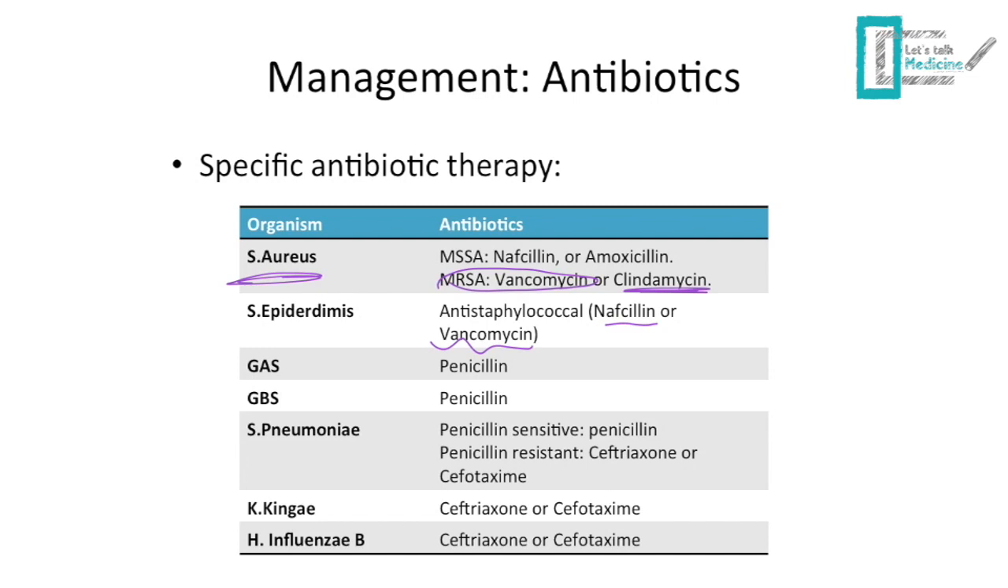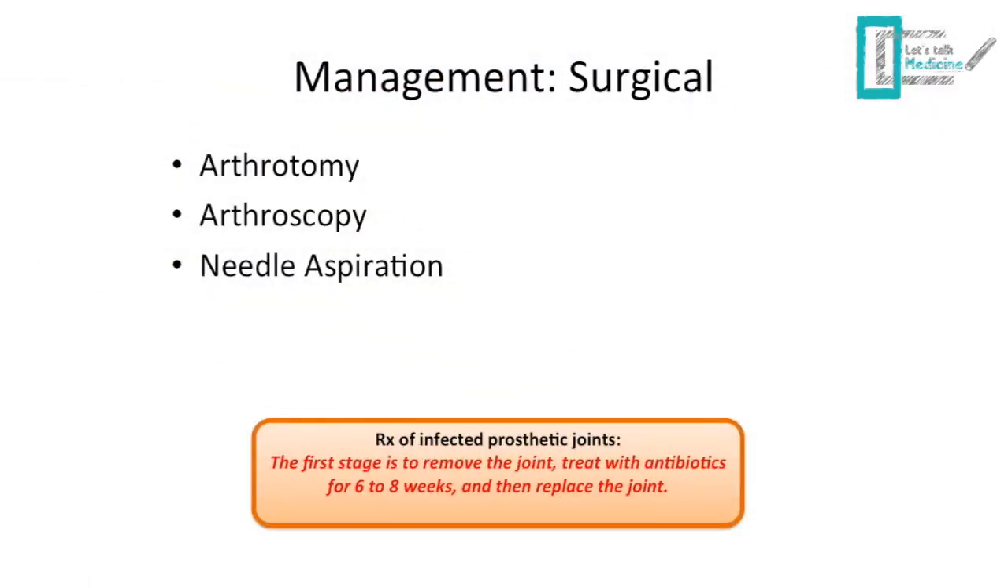Group A and Group B strep are usually treated with penicillin, and strep pneumoniae is according to the sensitivity toward penicillin also, but we usually use ceftriaxone. Kingella kingae and Haemophilus influenzae type B are usually treated with ceftriaxone or cefotaxime, which are third-generation cephalosporins. Okay, now going to the surgical management, which is the other cornerstone of the management of septic arthritis.